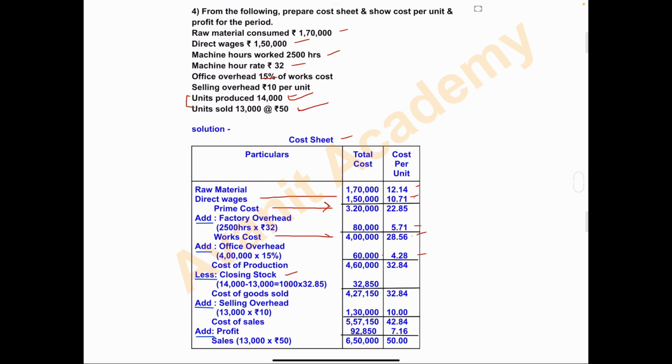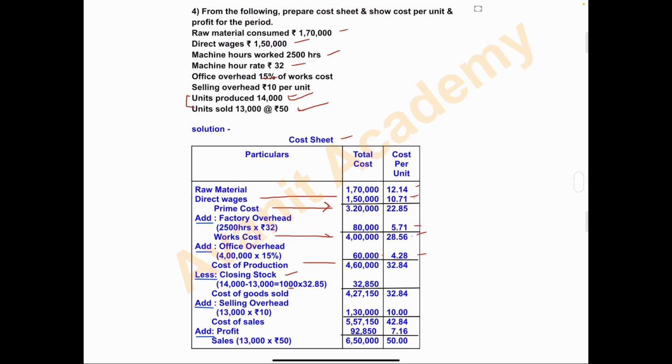So I have shown the calculation here in bracket. Number of units produced is 14,000 minus number of units sold, that is 13,000. 14,000 minus 13,000, you will get 1,000. And rate per unit, how will you calculate it? Cost of production divided by number of units produced. Cost of production is 4,60,000. 4,60,000 divided by 14,000.